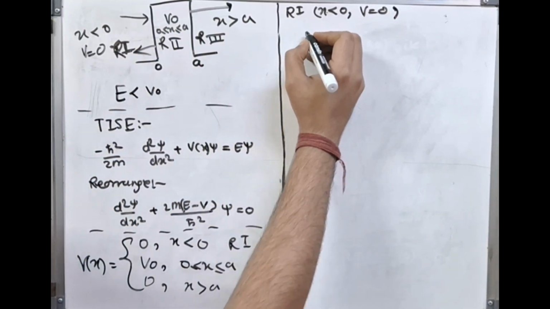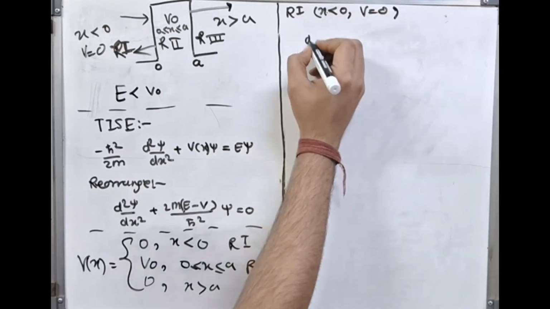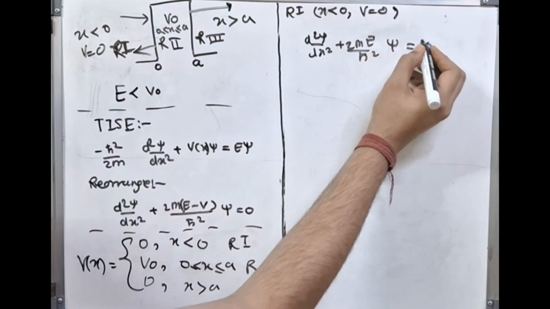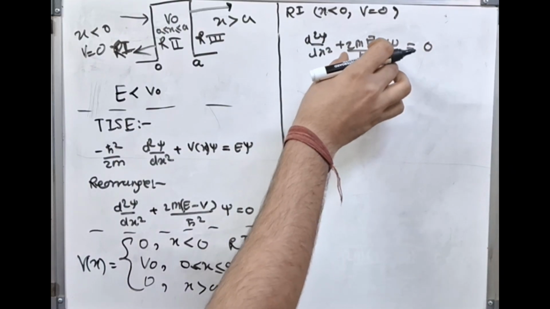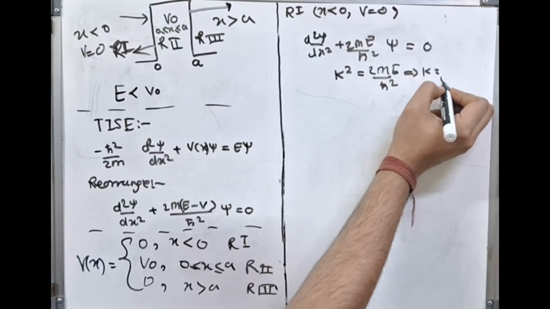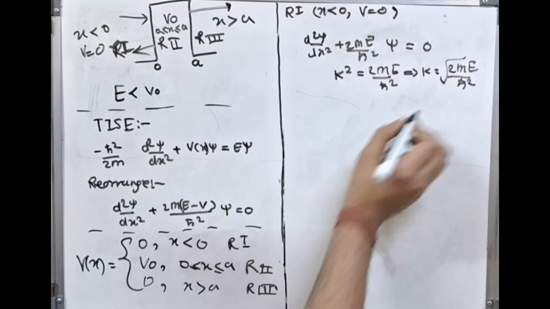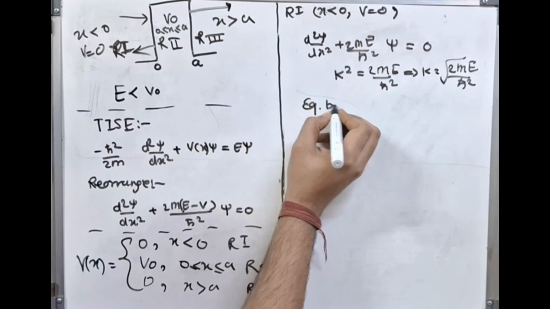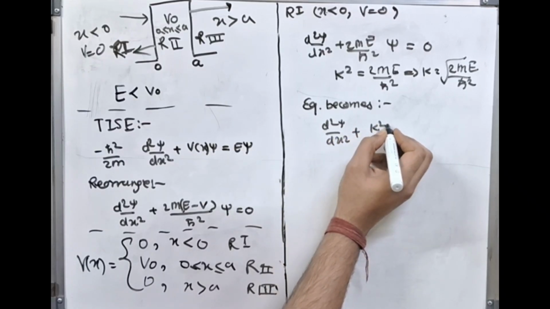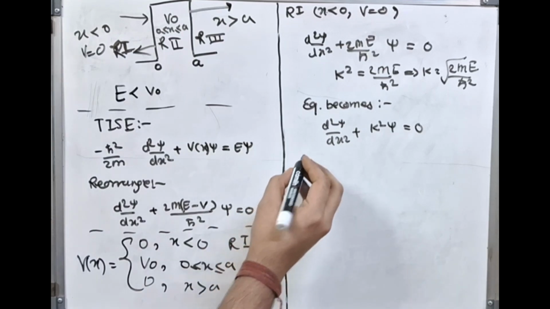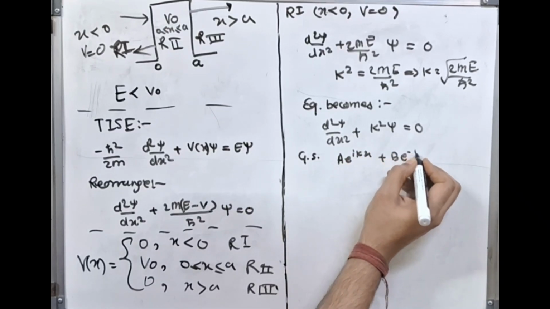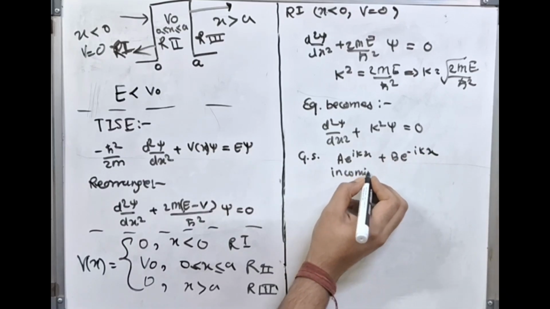So again our Schrödinger's equation becomes d square psi by dx square plus 2mE by h cut square psi is equal to 0, where we are going to refer to this value which you see here, 2mE by h cut square, as k square, so k is equal to root of 2mE by h cut square. Therefore our equation becomes d square psi by dx square plus k square psi is equal to 0. From this equation, we can construct our general solution, which is A e raised to ikx plus B e raised to minus ikx, where this is my incoming wave and this is my reflected wave.